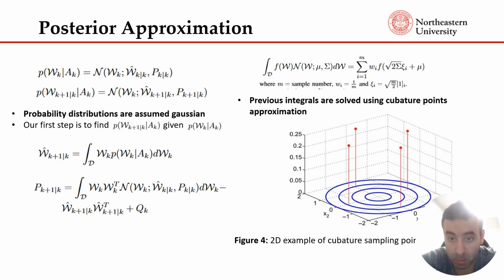M is the sample number. Let's say we pick M Cubature points, we evaluate the average over the M Cubature points, and then we get the approximation of the integral. This Cubature rule approximation is used in the derivation of the Cubature Kalman filter by Simon Haykin that I cited in past work.